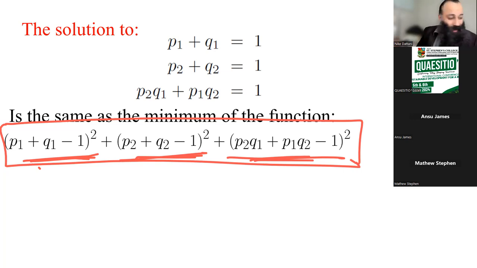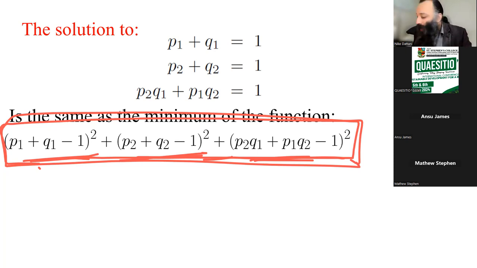To speed things up a little bit, I'll ask: can this function be negative? Is it possible for that function to be negative? No, it's not possible for this to be negative. So what's the minimum? Zero. Very good. Okay. So if I minimize this function, that means that I'm satisfying this equation, and this equation.